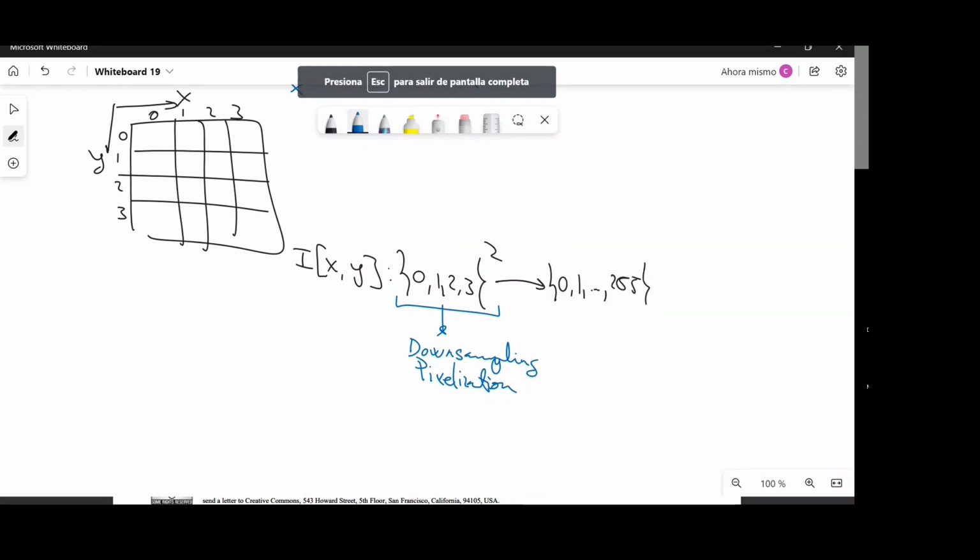Okay, so let's say that we have this image, and this image is already discrete in space and in values. And we can do two things. One is to discretize even more the domain. This is called the domain. This is called the range.